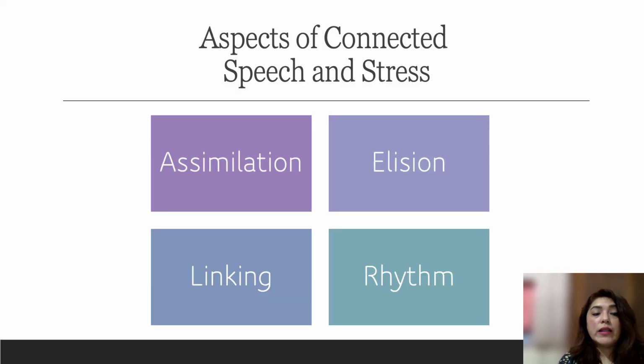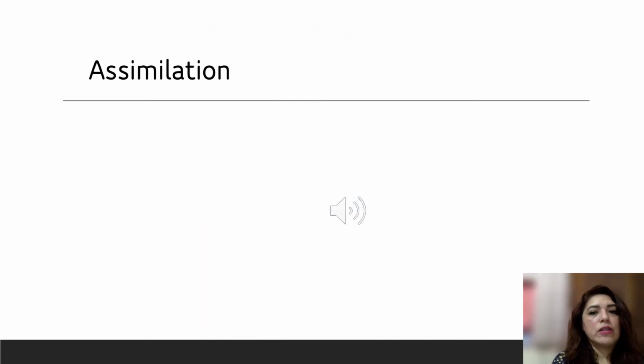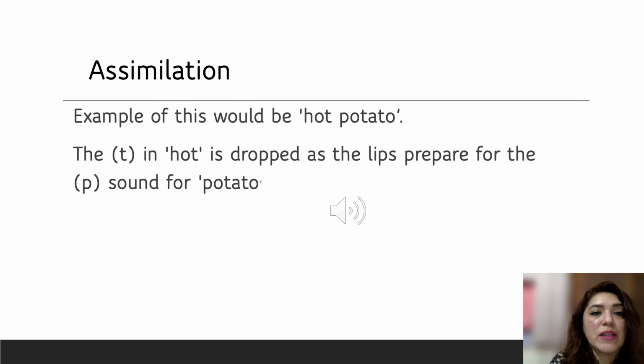Aspects of connected speech and stress are divided into assimilation, elision, linking, and rhythm. Assimilation: the end of a word blends into the sound at the beginning of the following word. For example, we have here the words hot potato. The T in hot is dropped as the lips prepare for the sound of potato. Hot potato.